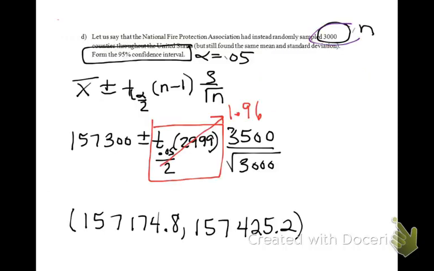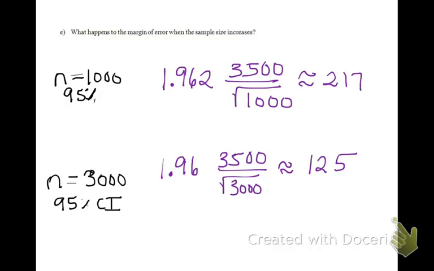Now let's go get the margin of error for sample size 3,000. Here's sample size 3,000, 95% confidence. The margin of error is everything after the plus and minus. So this margin of error is 1.96 times 3,500 over the square root of 3,000, which is about 125. So as the sample size n increases, the margin of error did what? Decreased, and went from 1,000 to 3,000. The margin of error went from 217 to 125.